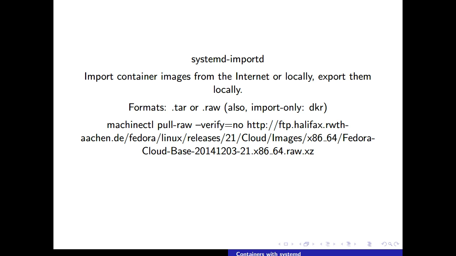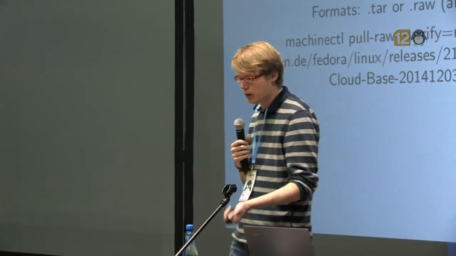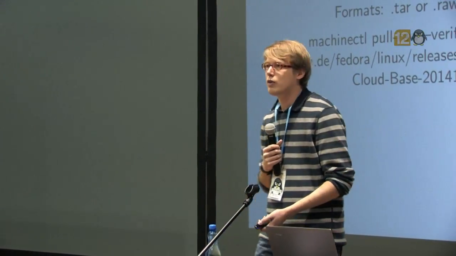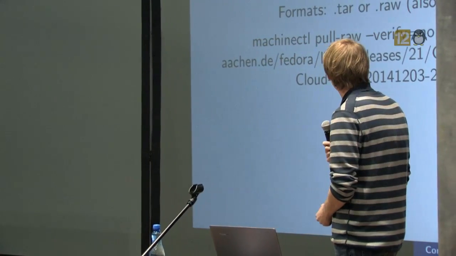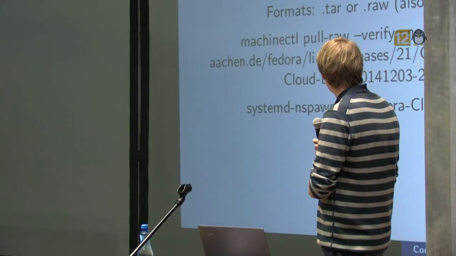Machine call, you set a raw disk image, we turn off verification in this case because the Fedora images do not properly sign their stuff right now, but this is hopefully going to be fixed soon. You specify the URL, in this case it's a raw file that is xz compressed. Machinectl will actually automatically decompress that and make that available. And then you can boot it up with systemd-nspawn -M. And it actually works. So that's systemd-importd.